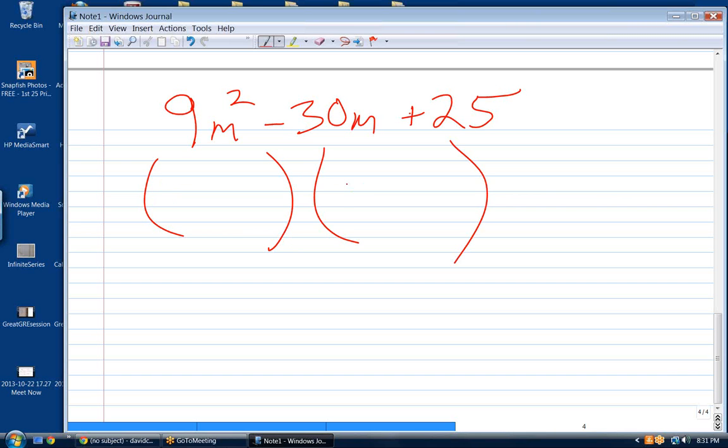Goes here and here. 3m, both of them. Yeah, that's a good place to start. That's not necessarily correct, but it might be 9 and m, but I can tell by looking at it. So what are my signs? They're both going to be negative, or minus signs. Factors of 25? 5 and 5. That works.